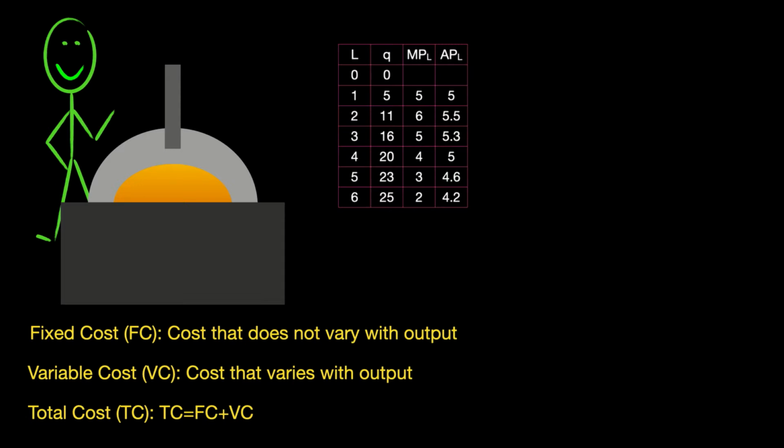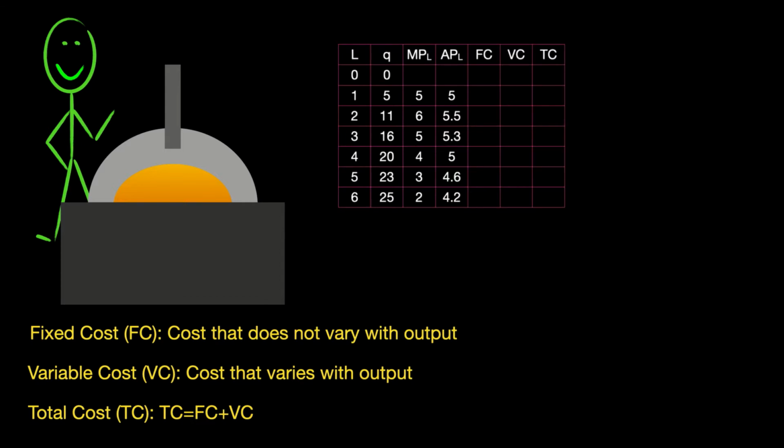Since capital is fixed, the cost of his capital is a fixed cost. A fixed cost is a cost that does not vary with output. His labor is a variable cost. A variable cost is a cost that does vary with output. Total cost is the sum of fixed cost and variable cost.